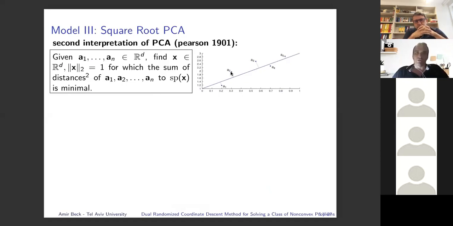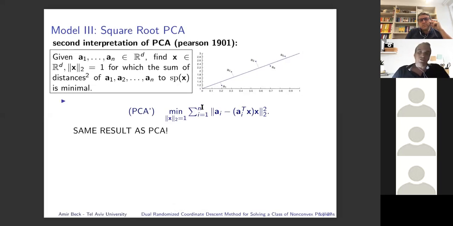So let's say again that we have the points A1, A2 to AN. But now what I'm trying to find is a normalized vector X for which the sum of square distances between the points and the line spanned by X is minimized. Maybe it has the same flavor as the previous interpretation of PCA, finding a lower dimensional space on which you have the largest variance, but it's different. The interpretation is different, but the end result is the same.